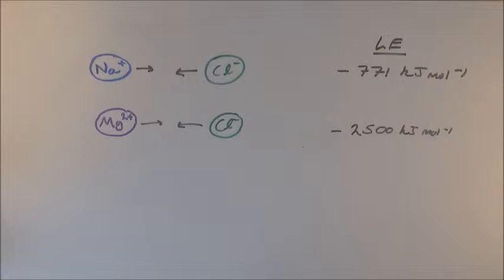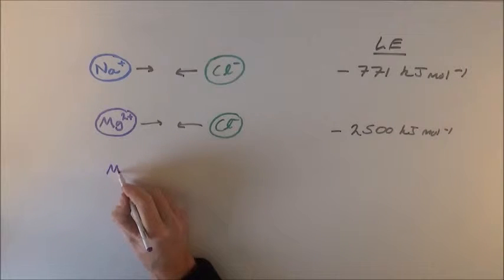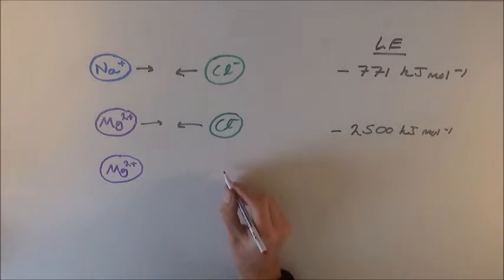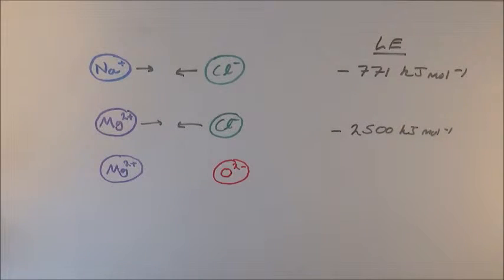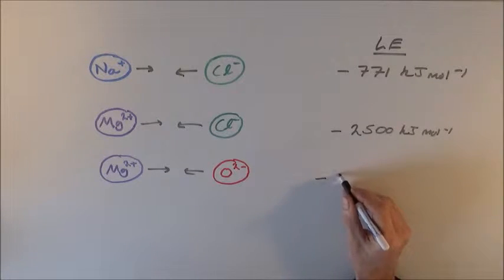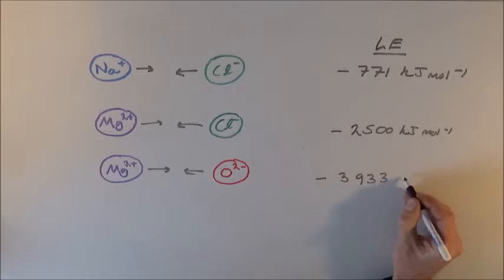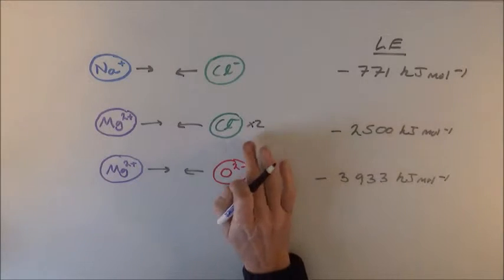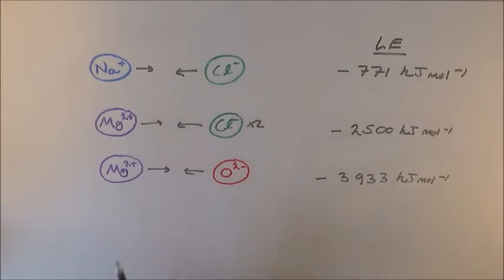We can also compare this with magnesium oxide, where we've got a double charge on the negative ion as well. So if I do magnesium 2+ and I put an O2- ion over here, the value is minus 3933 kilojoules mole to minus 1. I'll just put a little ×2 there to remember that there's 2 chloride ions with each magnesium.